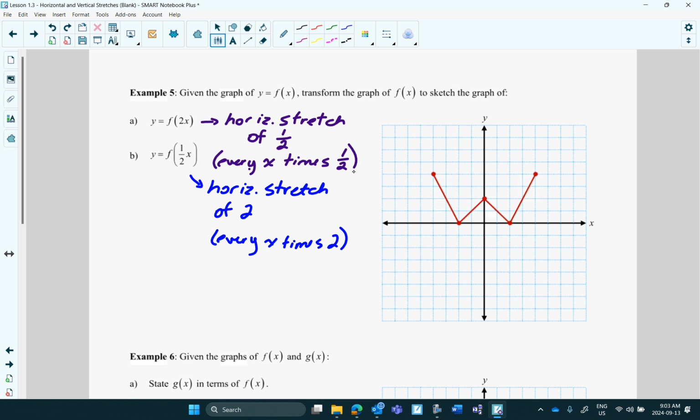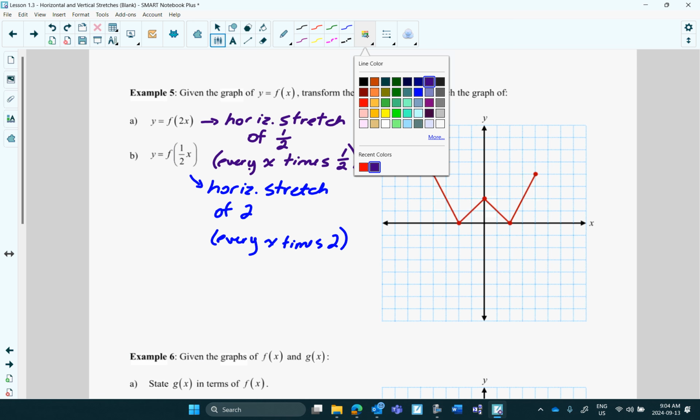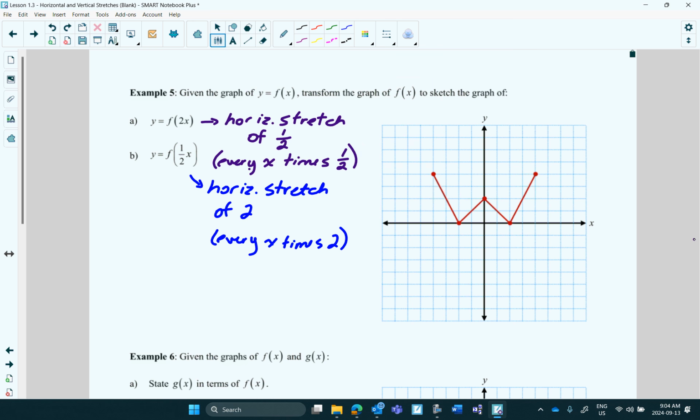So I didn't give you room for mapping notation, but you could always use mapping notation here. When we do y equals f of 2x, the mapping notation formula would be every x gets multiplied by 1/2, every y stays the same. So it'd be (1/2 x, y). This one, every x gets multiplied by 2, every y stays the same, so it's (2x, y). But we can do it directly on the graph.